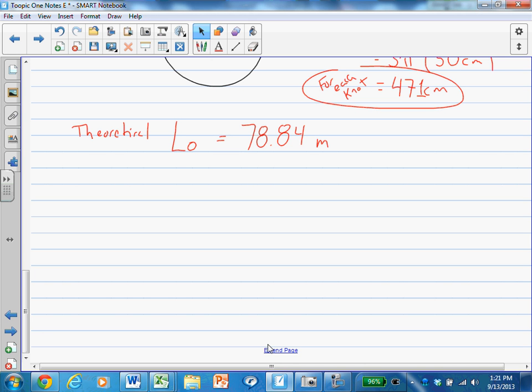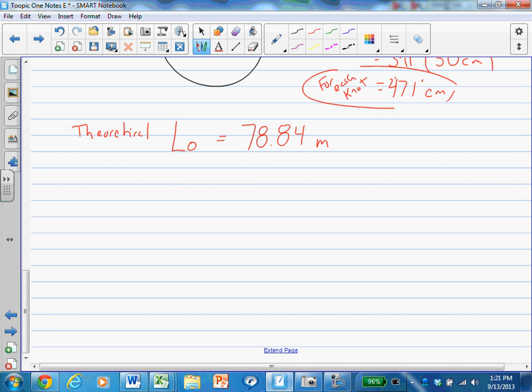You could go to the next page and then just start your... You almost got it all. So you can just start your critique below that, or go to the next page. Could be your critique. Yes, that's 471 centimeters. Again, 471 centimeters. Okay.